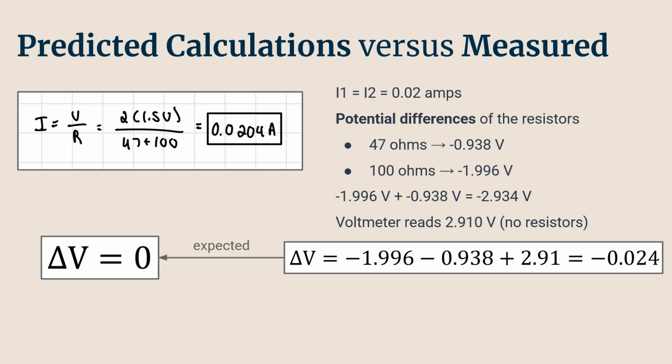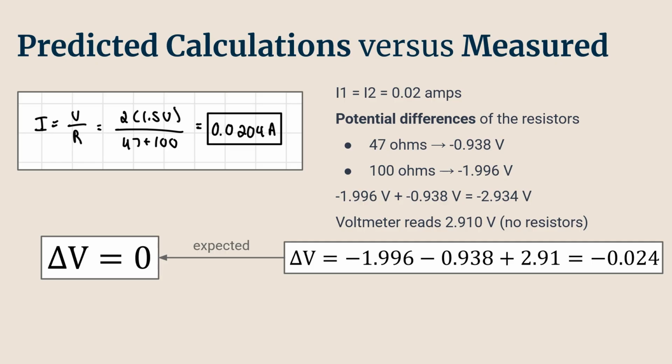Replacing an ammeter with a voltmeter, we expected the sum of all the potential differences to equate to 0 according to the loop rule. The potential difference across each resistor was measured: at the 47 ohm resistor it was negative 0.938 volts, and at the 100 ohm resistor it was negative 1.996 volts. When we measured the voltage of the circuit without the resistors, it was 2.91, and summing it with the potential differences of the resistors, it equates to negative 0.024 volts.